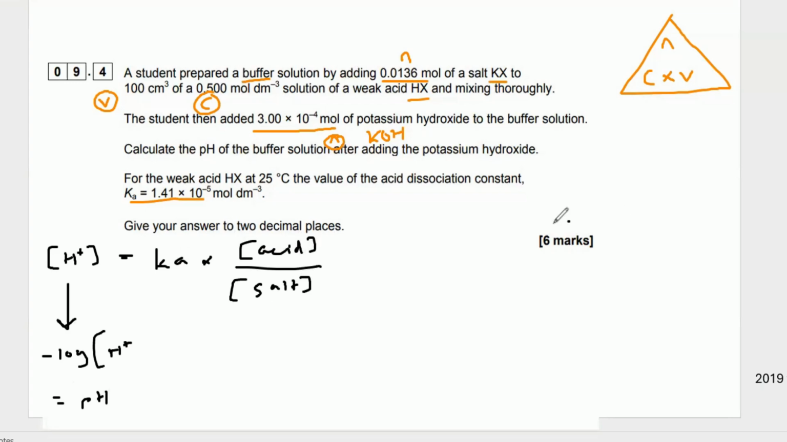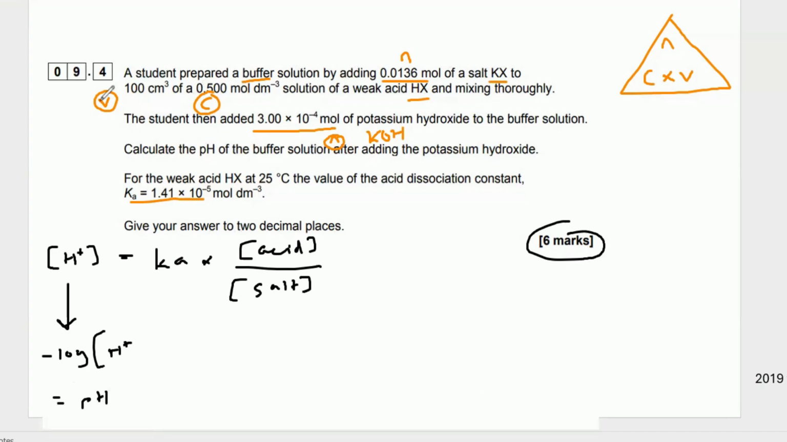Now you'll probably get 3 out of 6 if you just work out the concentration of the acid and the moles of the acid and the moles of the salt, and be done with it. Whack it in there with the Ka and then inverse log the pH. You get 3 out of 6, but you'll have forgotten to take account of the potassium hydroxide situation. So let's work through what we're going to do here.